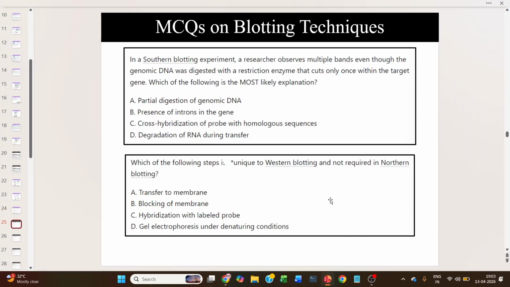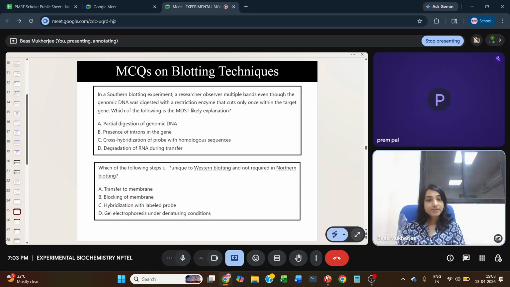Okay, now we have a lot of questions, so let's start answering them. For the first one: in a southern blotting experiment, a researcher observes multiple bands even though the genomic DNA was digested using a restriction enzyme that cuts only once within the target gene. Which of the following is the most likely explanation?